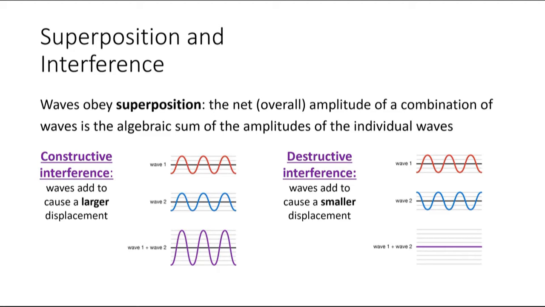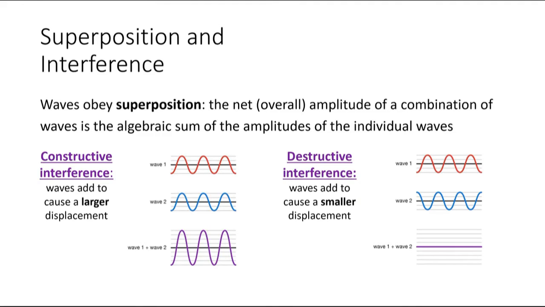So the peak would add to the trough to give you a 0 amplitude, and similarly the trough would add to the peak to give you 0 amplitude over here. And so this resulting wave is going to have a smaller amplitude. In this specific case, it has 0 amplitude throughout space and time. Okay, and so this is an example of what we call destructive interference. Destructive interference is any time that waves add together to give you a resulting wave with a smaller amplitude or a smaller displacement.